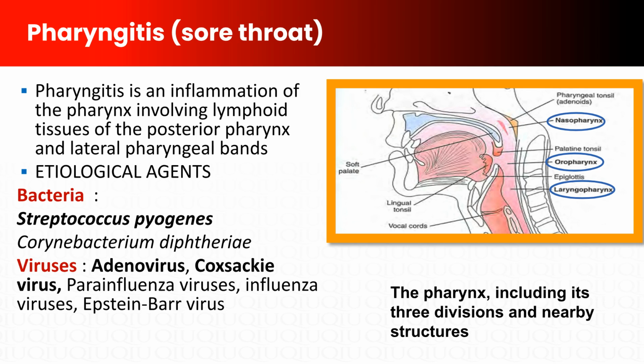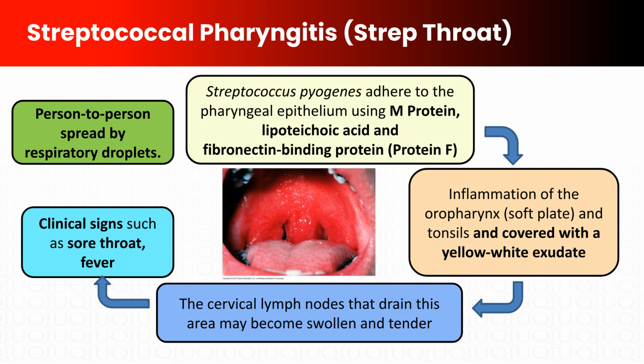Understanding the anatomy helps us appreciate why pharyngitis causes pain with swallowing, as the pharynx is involved in the swallowing mechanism. Streptococcus pyogenes must first adhere to the pharyngeal epithelium to establish infection. It does this using three main adhesion molecules. First is M protein, which is a major virulence factor that projects from the bacterial surface like tiny hairs. M protein not only helps the bacteria stick to epithelial cells, but also inhibits phagocytosis, helping the bacteria evade the immune system.